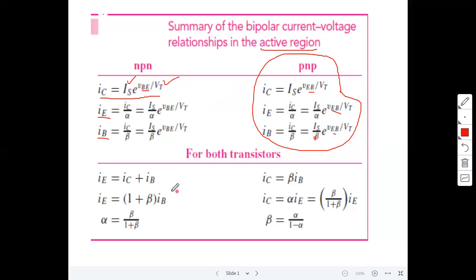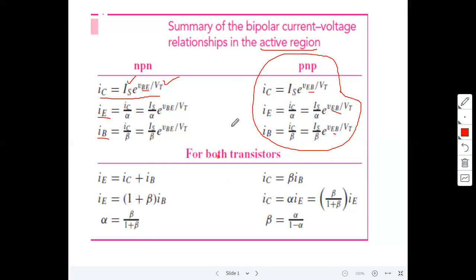Now, already we derived the current gains in different configurations: CB configuration current gain alpha, CE configuration current gain beta, CC configuration current gain gamma. Already we derived the current gain expressions, and also we have to express one current gain in terms of the remaining two. That is the interrelationship between the three current gains, alpha, beta, and gamma.